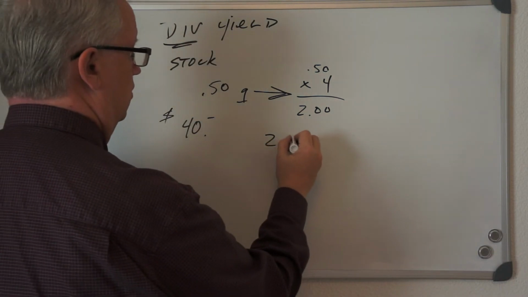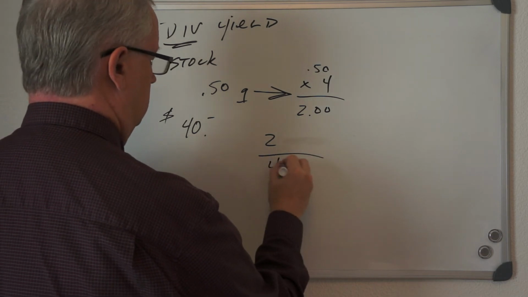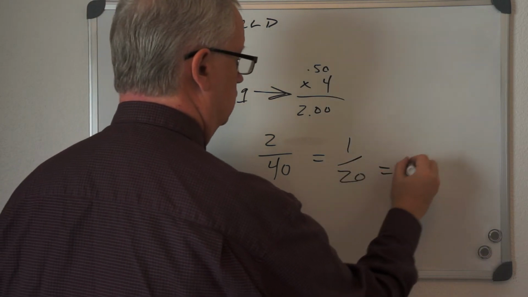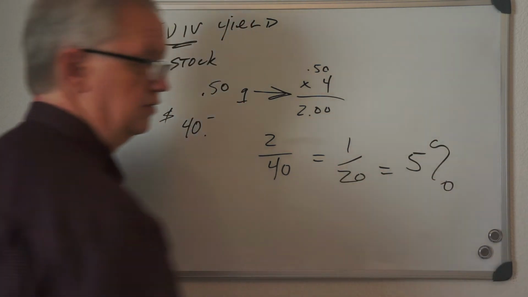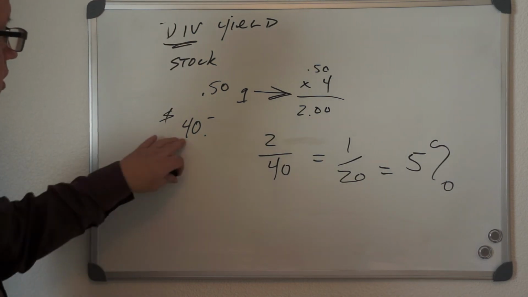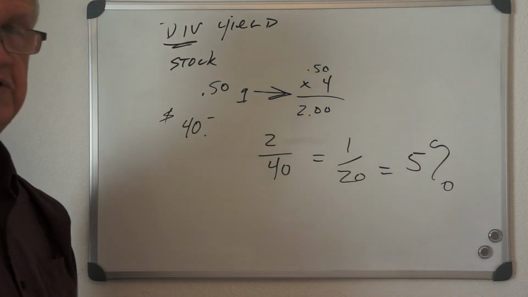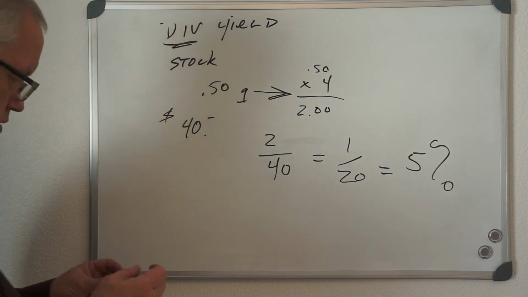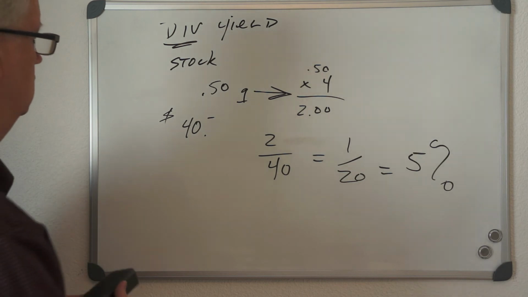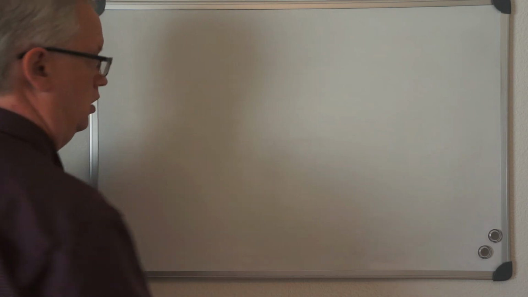You take that $2 and, let's just make the math simple, you divide it by 40, which equals 1/20, which equals 5%. So the dividend yield on a $40 stock that's paying $2 annually is going to be 5%.